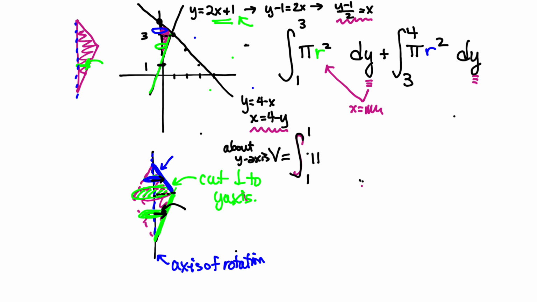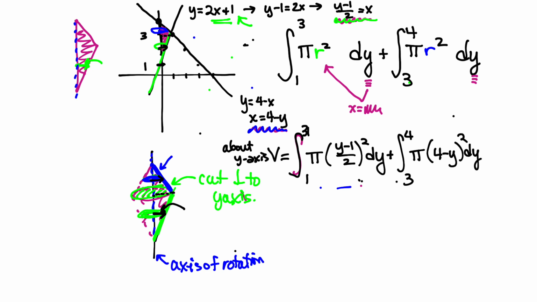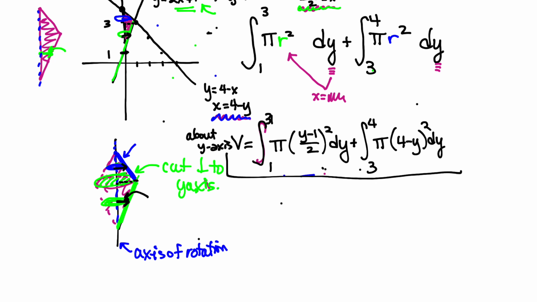Integral from 1 to 3 pi times the bottom radius, which is my green line, which happens to be this line up here, which is y minus 1 over 2 squared. I think most people that I saw had that. And it went from 1 to 3. The second one went from 3 to 4. And that was the upper curve, which was my blue function, which is defined by 4 minus y. So you should have 4 minus y squared up here. So this would be the volume of the solid of revolution about the y-axis.